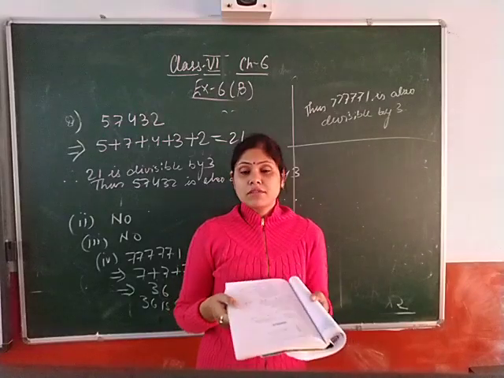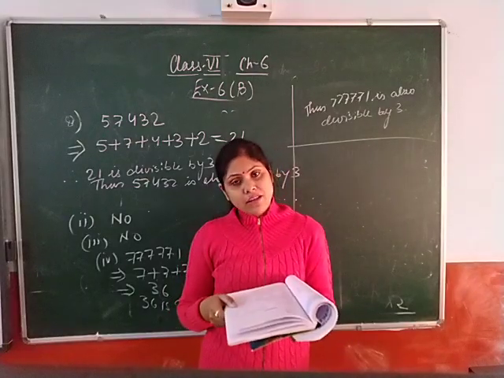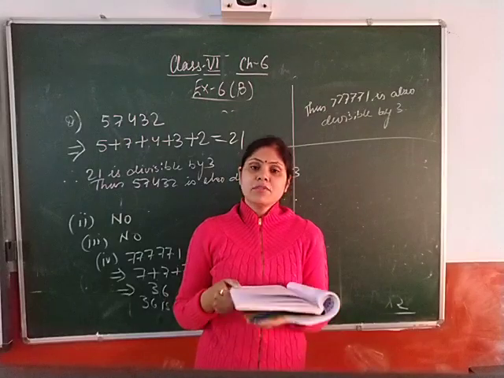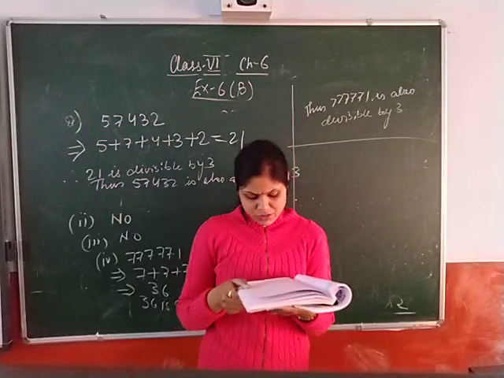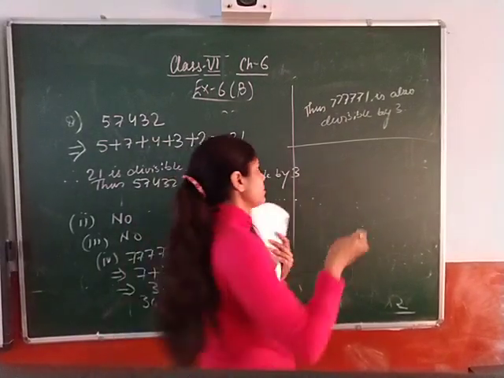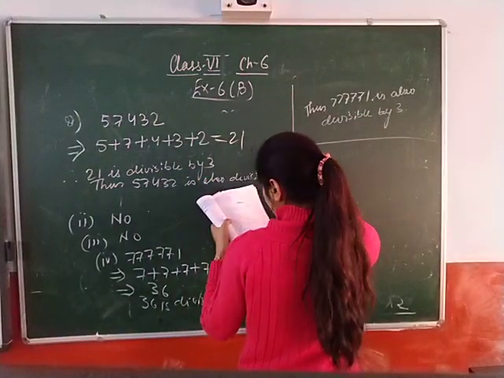Ninth question. Which of the following numbers are divisible by 9? Again, what was the divisibility rule for 9? You have to add the digits. If the sum is divisible by 9, that means the whole number is divisible by 9. Please do it on your own. I will do one question for this.